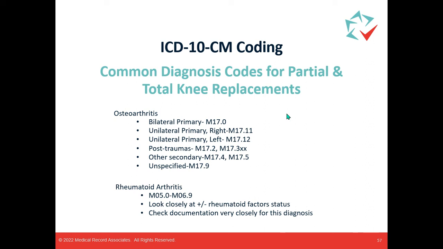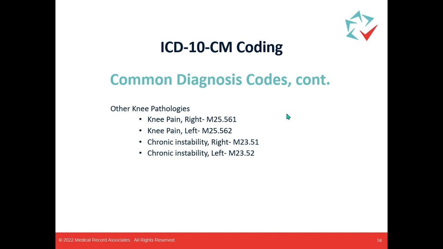The diagnoses necessitating knee replacements are similar to those for hip replacements, with the number one most common indication being osteoarthritis. That's coded to the M17 category for knees. Rheumatoid arthritis is another common diagnosis, and that's coded to the M05 through M06 categories. And again, check your documentation for the rheumatoid factor if it is present. Other knee pathologies that may warrant a knee replacement are pain and instability, which code to M25.56 and M23.5 respectively.